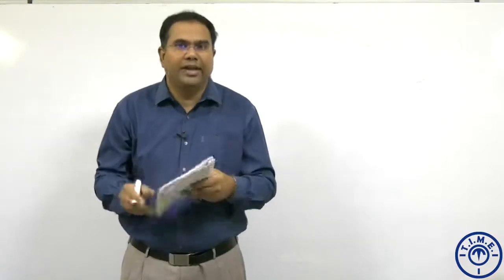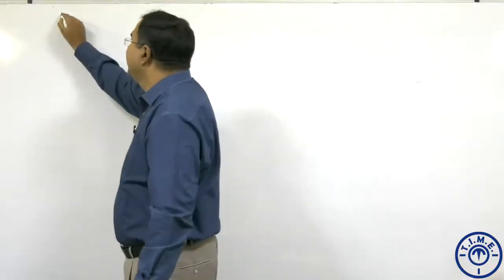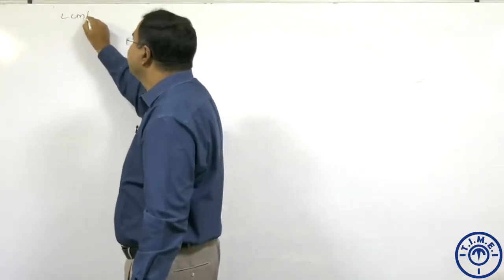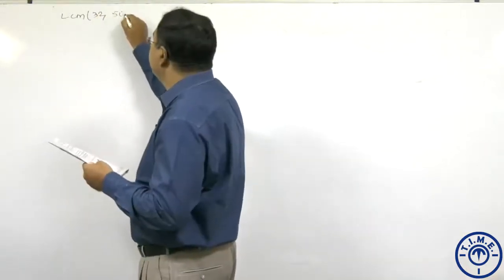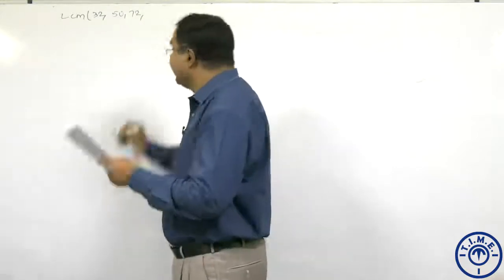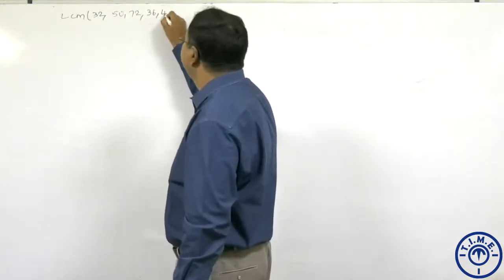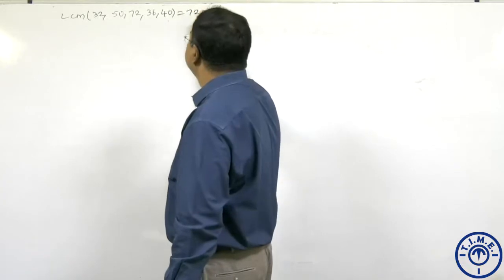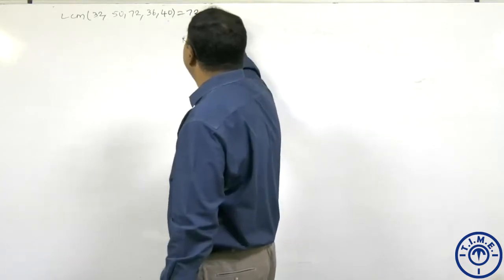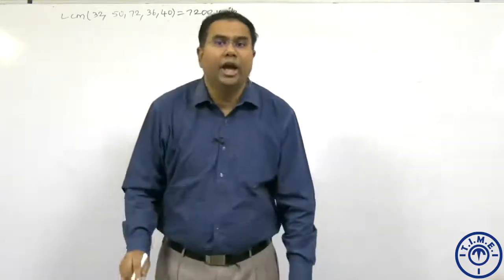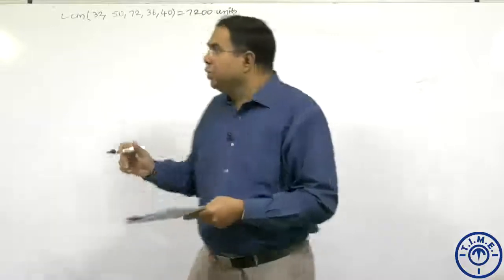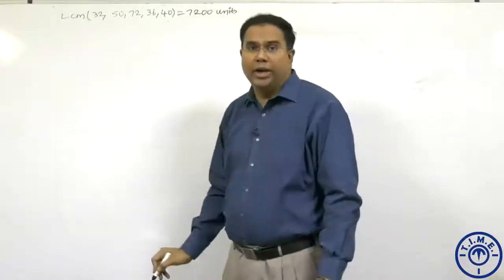There is no difference. Now, when you look at the first graph, that is the line graph, the number of days in which each of these persons have completed the work. Let us take the LCM of these numbers. LCM of 32, 50, 72, 36 and 40. LCM is equal to 7200. Let us say total work is equal to 7200 units. Right. So, total work, let us take it as 7200 units.